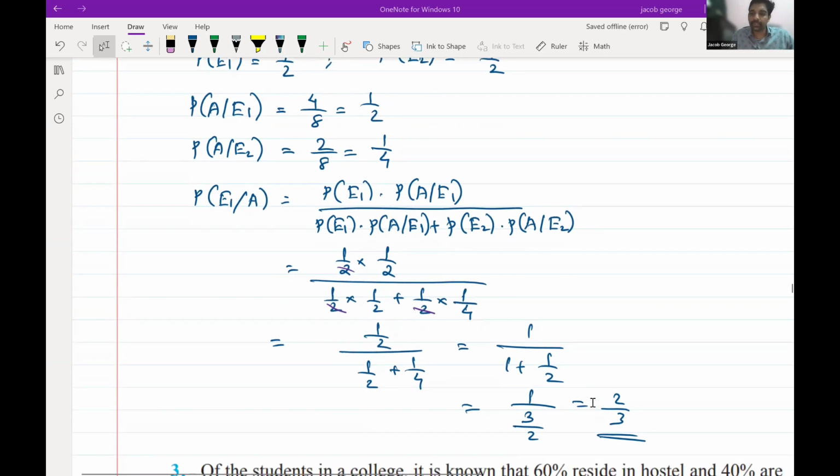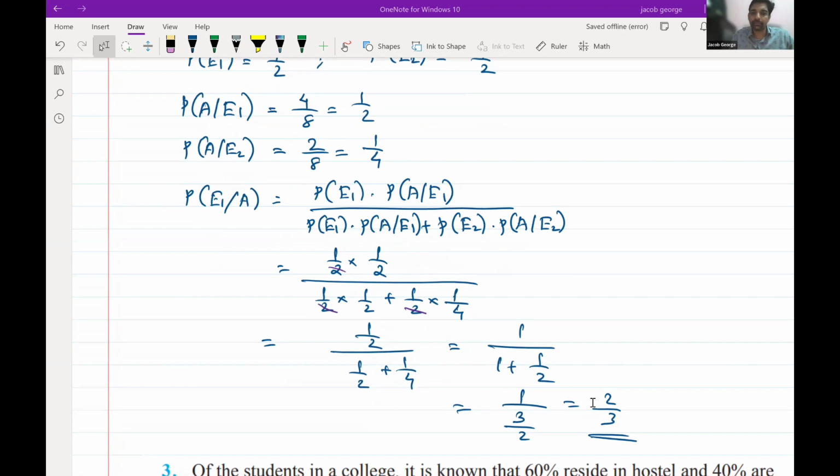Is it clear, children, that question number 2 from 13.3 exercise is okay? Yes. Now, shall I move to question number 3? Question number 2 you have noted.